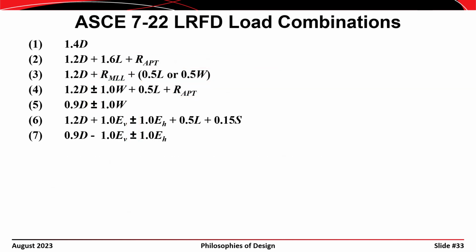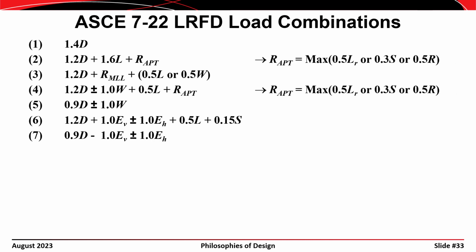When we make that modification, the load combinations look like this, where we use R in place of the roof loads in combinations 2, 3, and 4, using R sub APT to represent the roof loading at its arbitrary point in time level, and using R sub MLL to represent the roof loading at its maximum lifetime level.